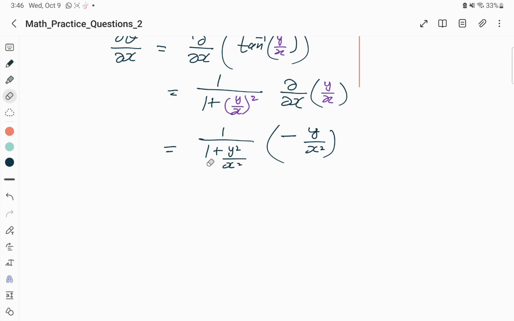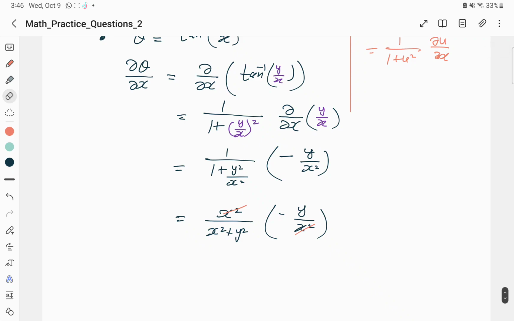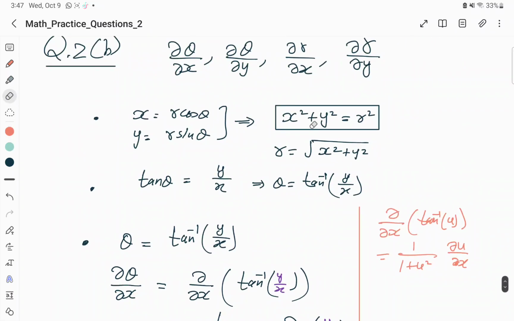If I take the LCM in the denominator, then x squared will move to the numerator, so it will simply become x squared divided by x squared plus y squared, and here we have negative y over x squared, so this x squared is cancelled with x squared. Sunny, because I'm using the calculation directly, if it is needed you can ask me later if there is any confusion. So eventually this is negative y over x squared plus y squared, but we can notice that this x squared plus y squared is basically equal to r squared. This is over here.